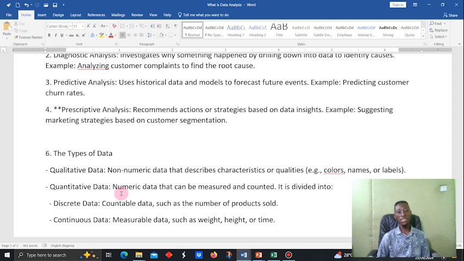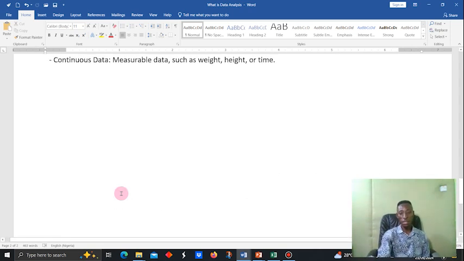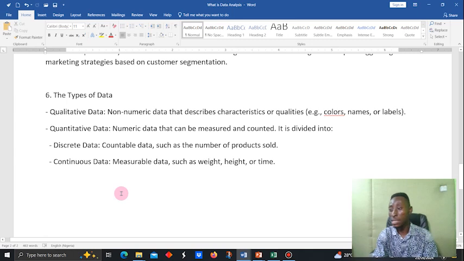Now, the next one is types of data. We have qualitative data. This is non-numeric data. It deals with descriptions or qualities. For example, the color, the names, the labels. All right. Now we have quantitative data. This talks about numeric data, and it can be divided into two aspects, which are the discrete data and the continuous data. Now, for the discrete data, we have countable data, such as the number of products sold. And continuous data looks at measurable data, such as weight, height, or time. And that brings us to the end of this segment.